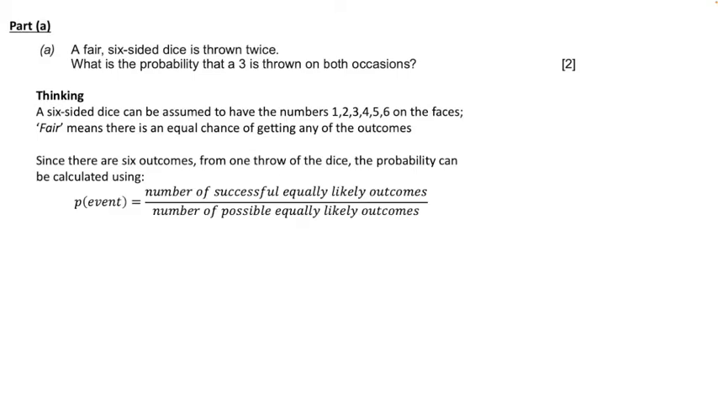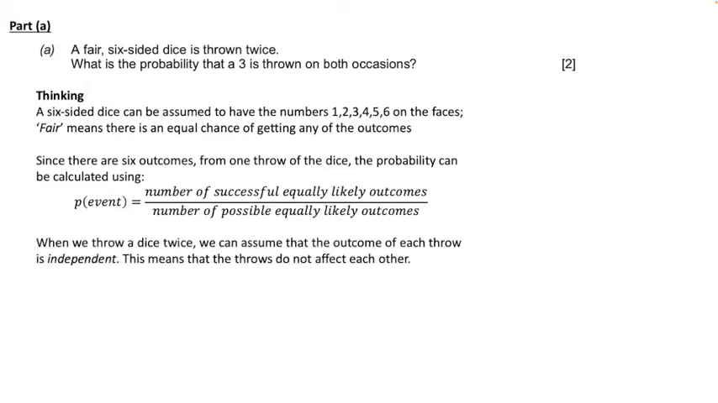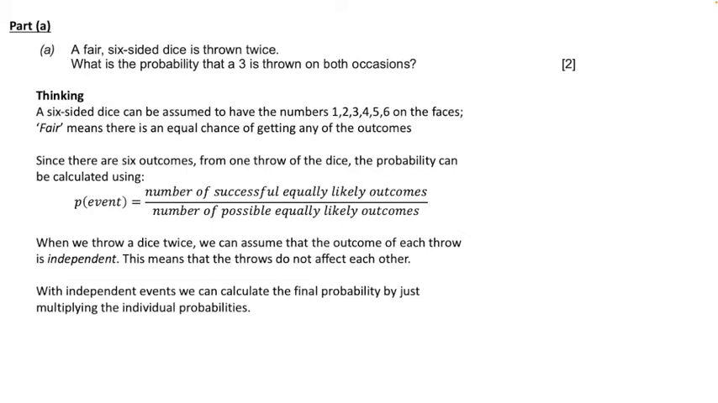So, since there are 6 outcomes from one throw of the dice, the probability can be calculated using the probability of the event, whatever it is, as the number of successful equally likely outcomes over the number of possible equally likely outcomes. So successful over possible. And when we throw a dice twice, we can assume that the outcome of each throw is independent. That means the throws do not affect each other. And with independent events, we can calculate the final probability by just multiplying the individual probabilities.